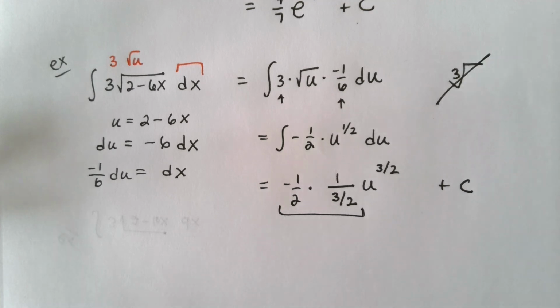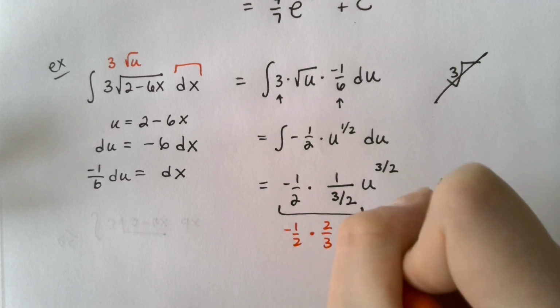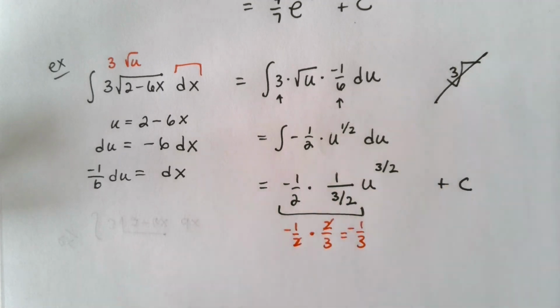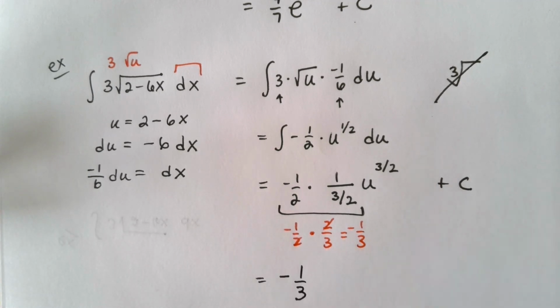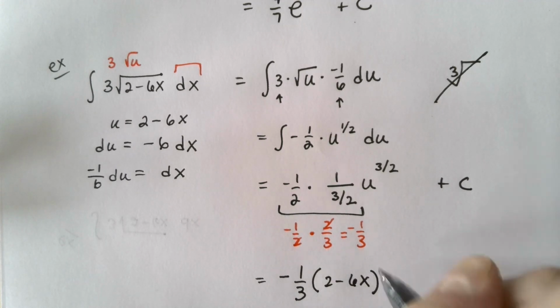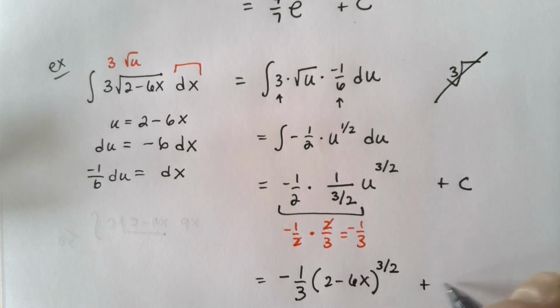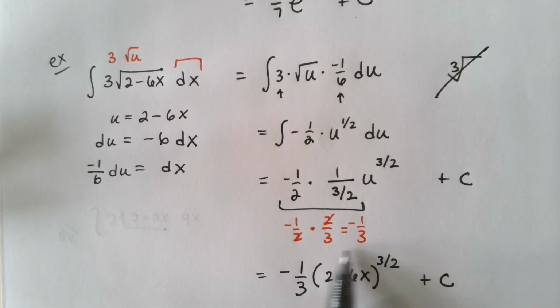So let's take care of these constants first. So that would be negative 1/2 times 2/3. The 2's cancel, and I get negative 1/3. So I'll have negative 1/3 times u, which will go back to 2 minus 6x, all raised to the 3/2, plus c. And sure enough, if you think about taking the derivative of this thing using the chain rule, once you get that times negative 6 at the end of the chain rule, it really does simplify to the original integrand. That was fun.